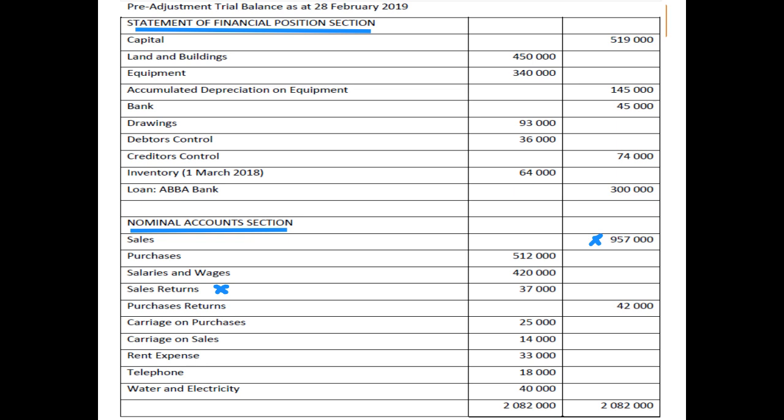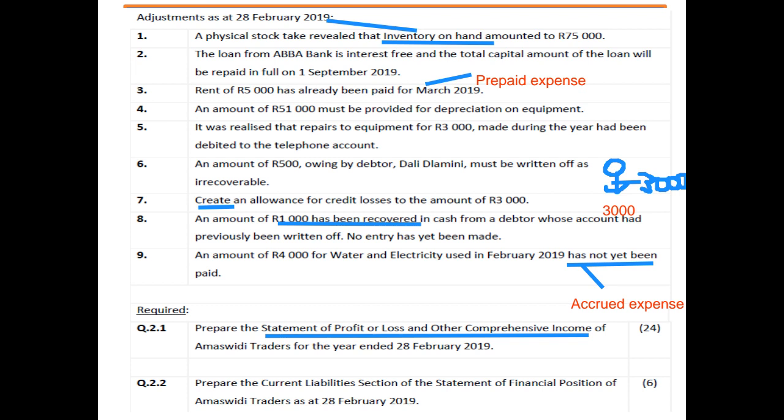Under the nominal account section, is there anything that is unticked here? No, everything is done. So it means we've finished extracting or identifying information here, but it doesn't mean that we don't have any other expenses. We still have to go to the adjustments, because even though we don't have those accounts here, you can still find them under adjustments. So we must also go to the adjustments and check for any possible expense.